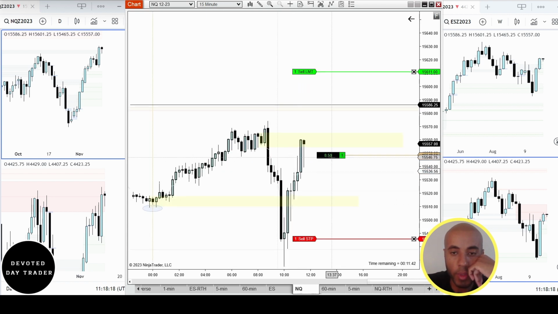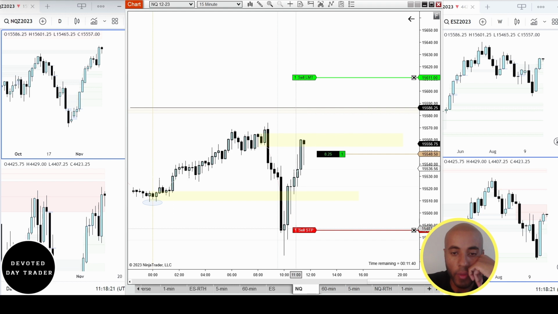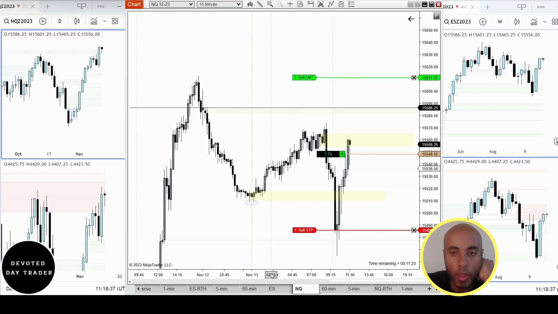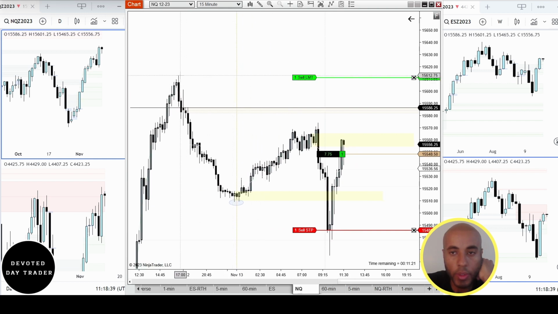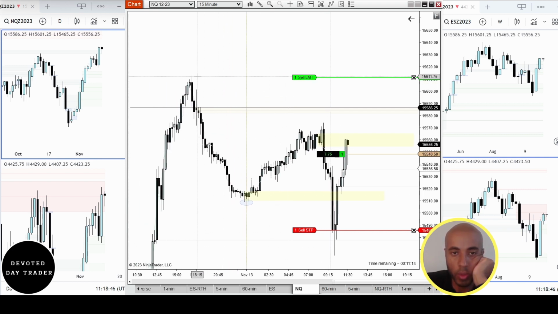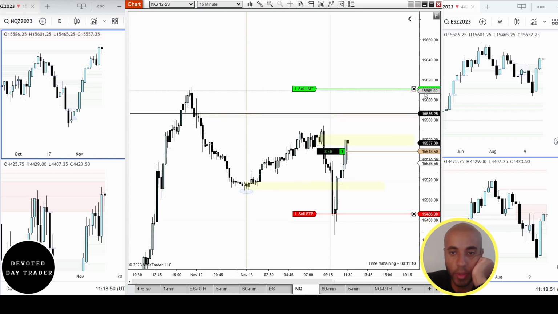And on the 15-minute, we have 1, 2, 3, 4, 5, 6 consecutive bull candles, and we have stops here and stops here. So this is where I will look to take my profit if it gets there.